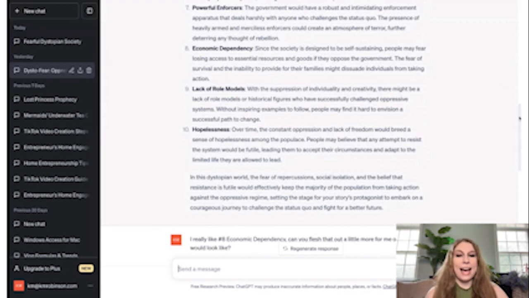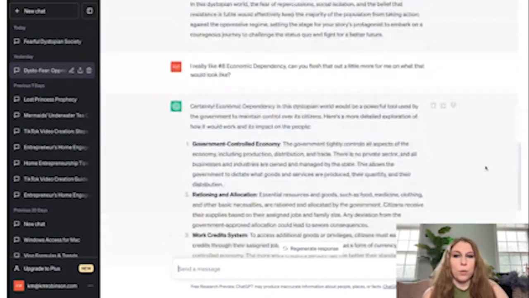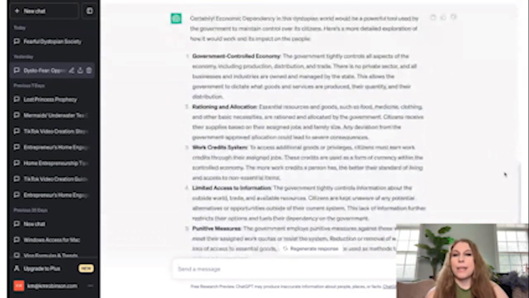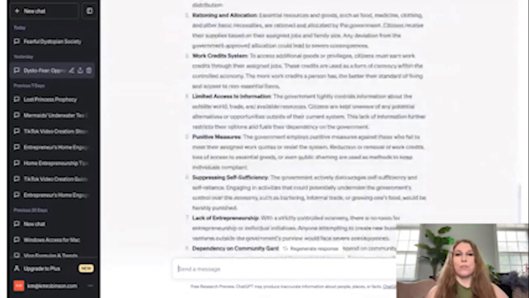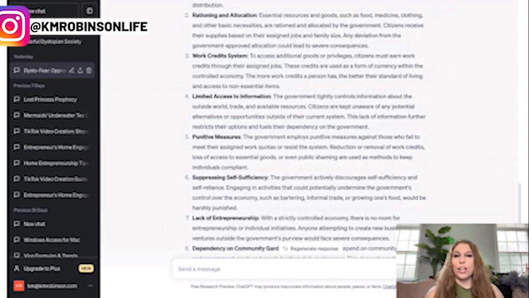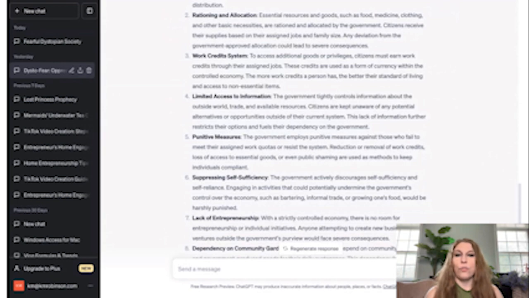So then I went on to ask, can you tell me a little bit more what that would look like about that economic dependence? So government-controlled economy, rationing and allocation, which I really love this. Work credit system, that was a fantastic conversation as well. To access additional goods or privileges, citizens must earn work credits through their assigned jobs. These credits are then used as a form of currency within the controlled economy.